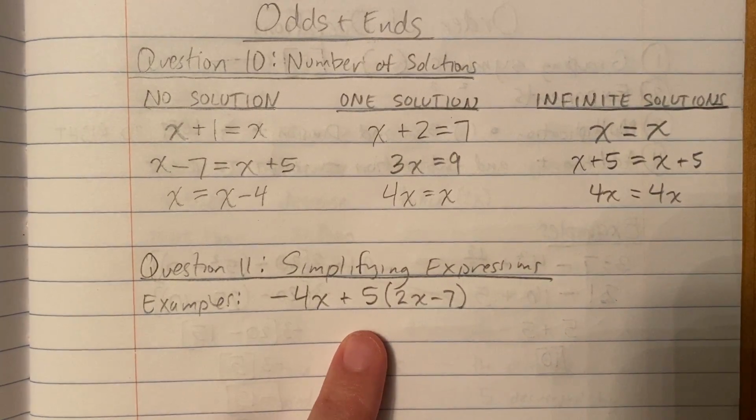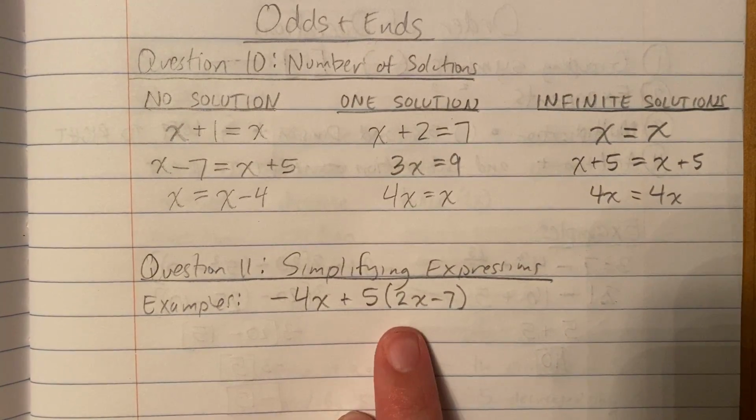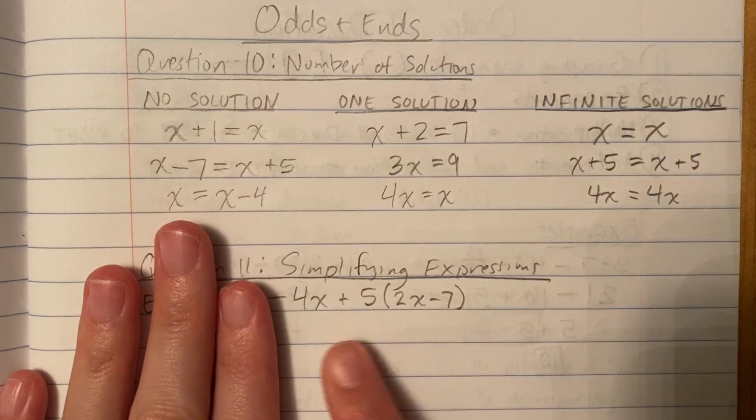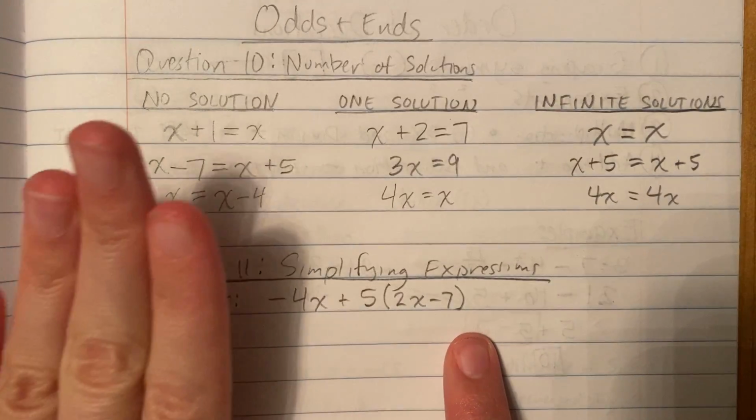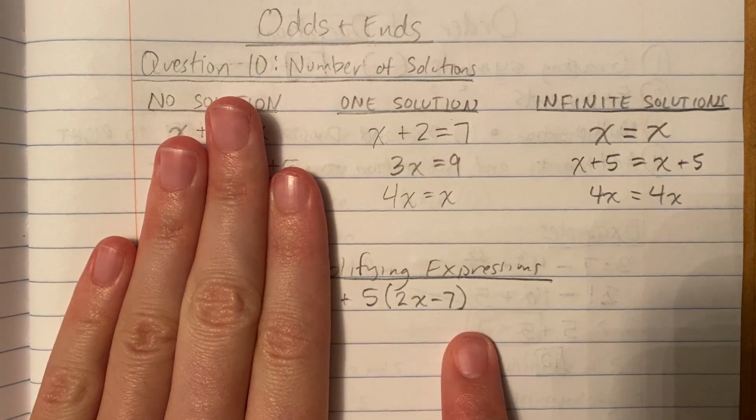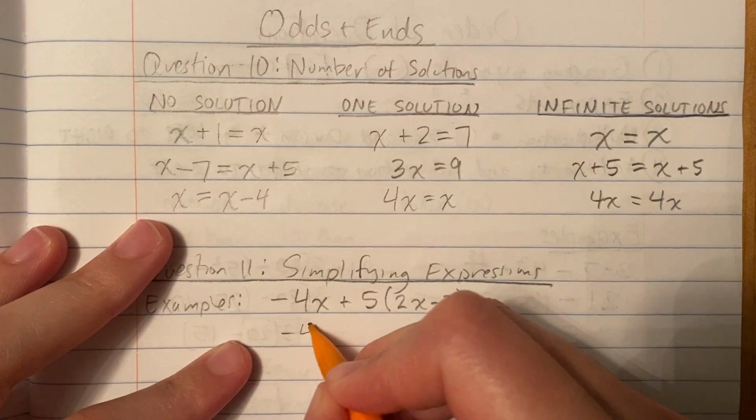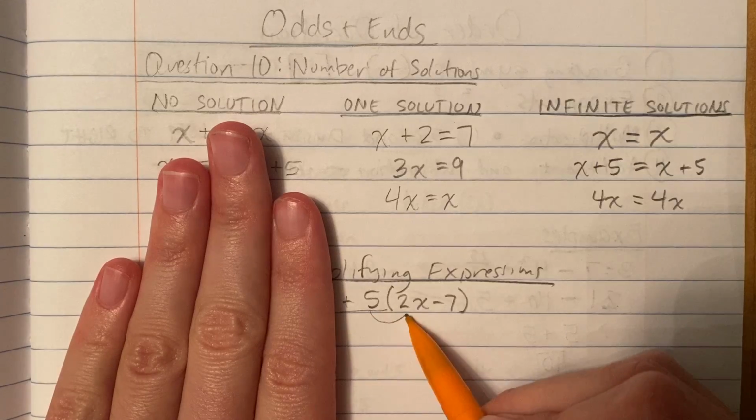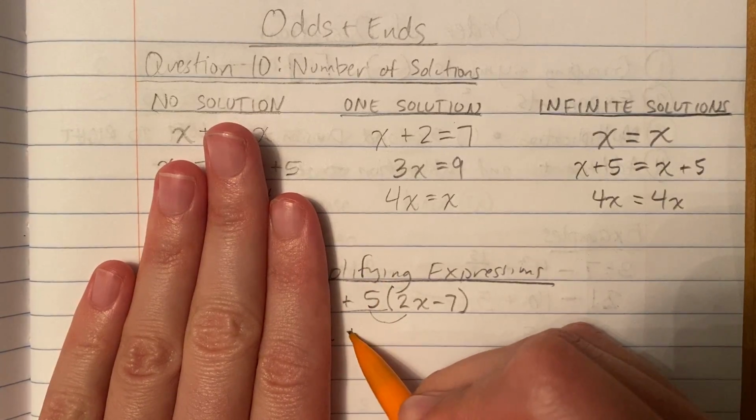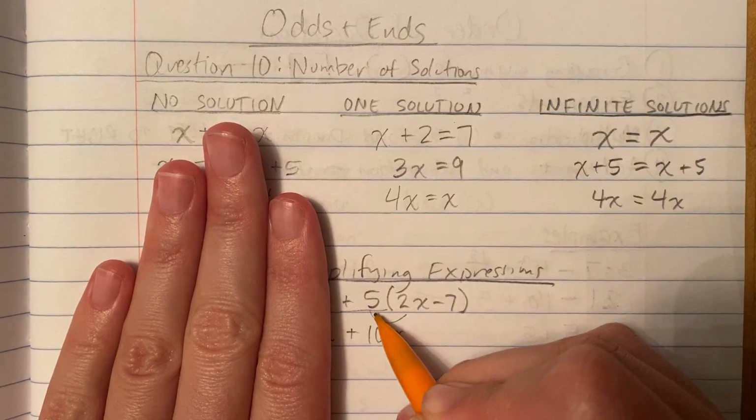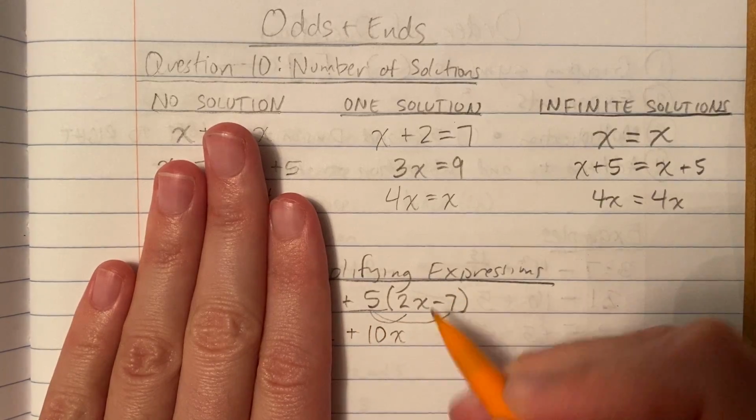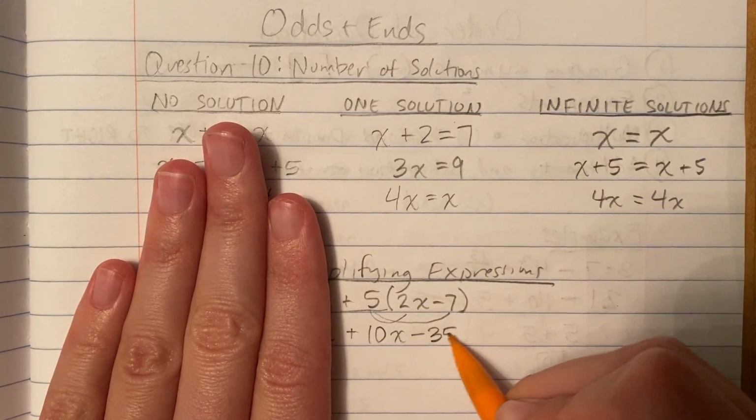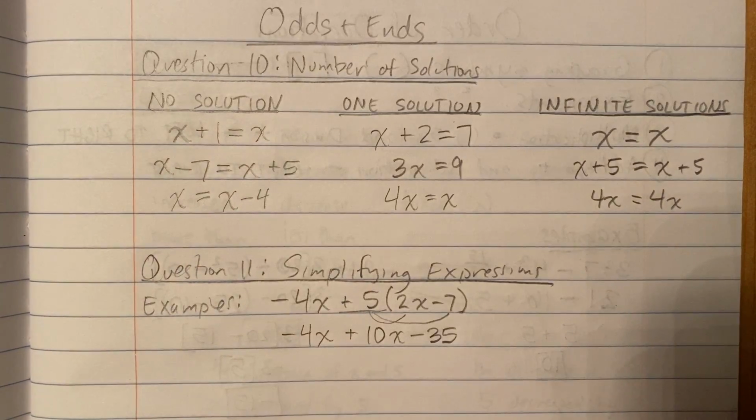Okay. What do I do here? Well, I notice these parentheses, so I want to get rid of the parentheses first by distributing. Okay, now watch. Just leave that out for a second. You can bring it down. Make sure you don't forget about it. But now I'm distributing. This is positive 5 times 2, which is positive 10x, and positive 5 times negative 7, which is negative 35. Okay, now I'm going to combine like terms.